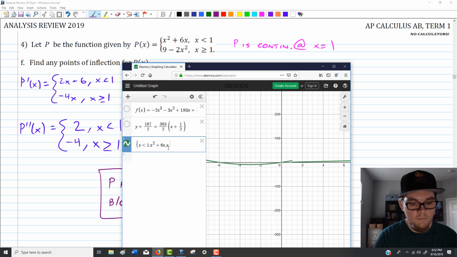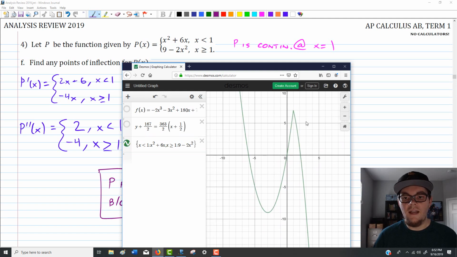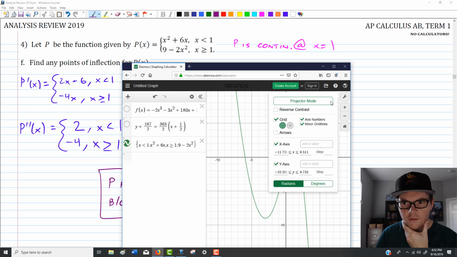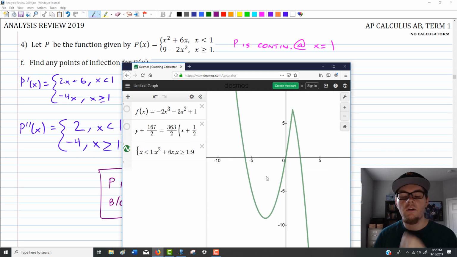X greater than or equal, because I can't see. And that's going to occur when 9 minus 2x squared. Okay, so here's our function. Let's zoom in a little bit. So there's our guy. The question is, does this guy look like what we described?